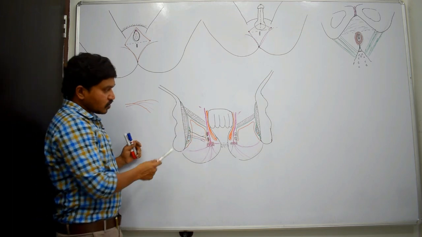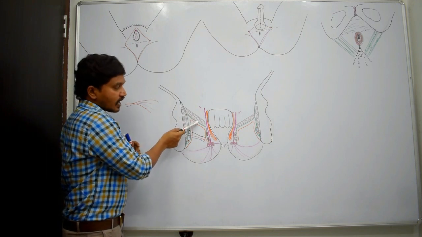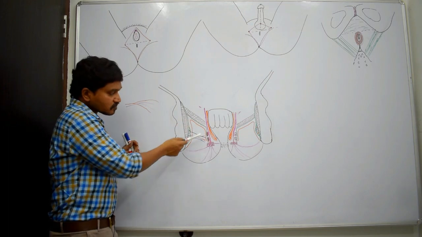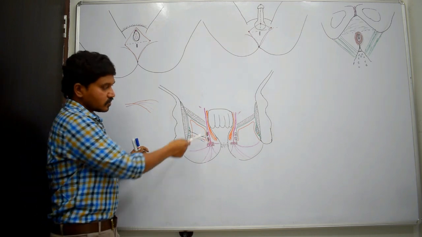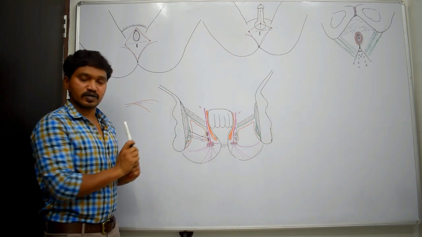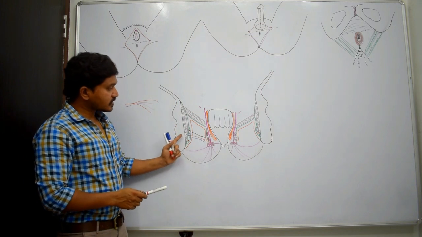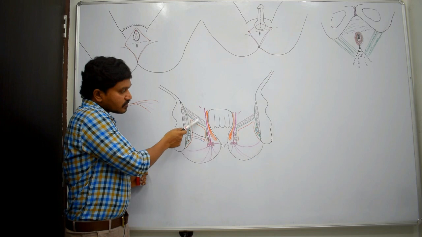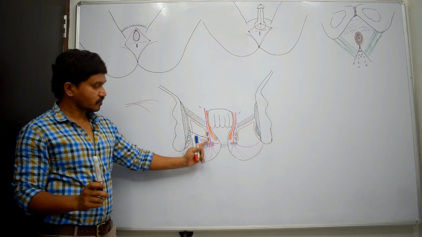The medial wall is formed by levator ani and anal fascia, then the external anal sphincter. So these are the medial boundaries. Very simple. Lateral boundary: obturator internus and the fascia covering the obturator internus. Medial boundary is formed by levator ani, external anal sphincter and anal fascia.